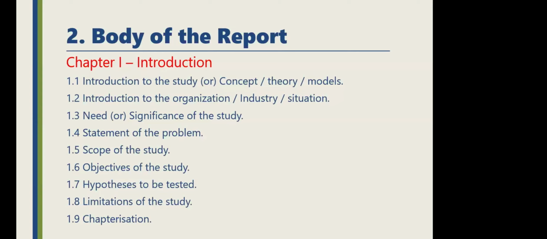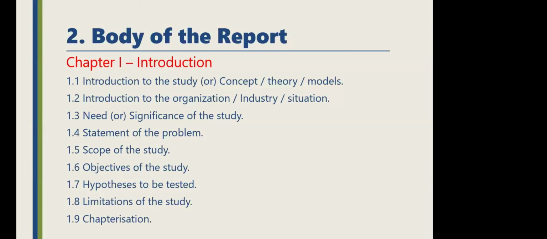Next is chapterization. This section provides a brief overview of how the report is organized, and outlines the content of each chapter. Likewise, chapter 1 will give you an introduction. Chapter 2 will focus on the literature review, and chapter 3 will discuss the research methodology. Chapter 4 will give you the data analysis, and chapter 5 will give you the findings and conclusions. So this is called the chapterization. Under this topic, these are the contents included.